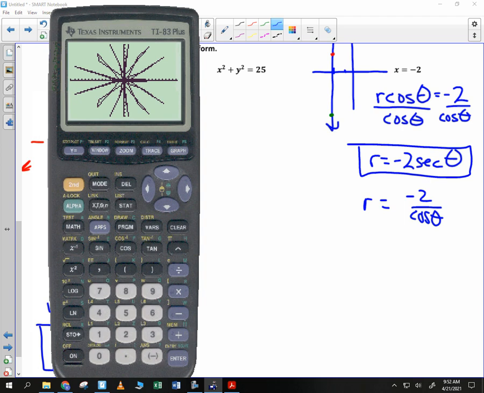Yeah. Kind of neat. All right, so you can go ahead and finish off your worksheet. You have 5 more problems. That concludes polar form.